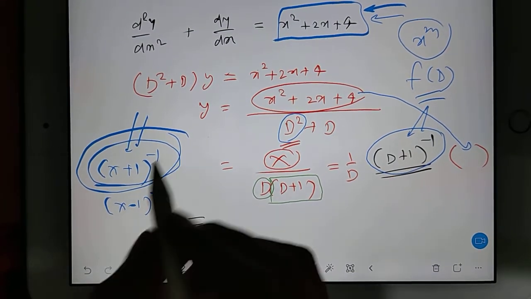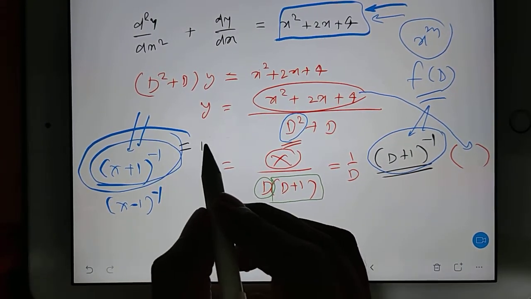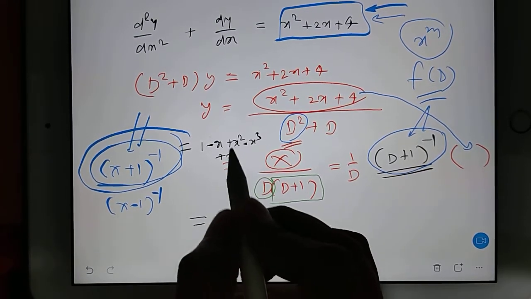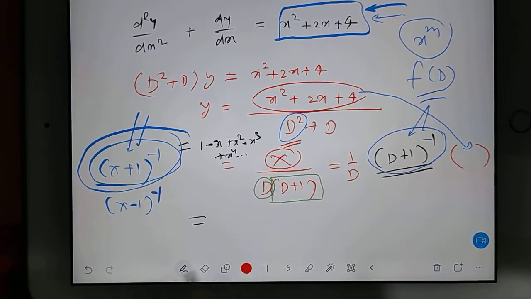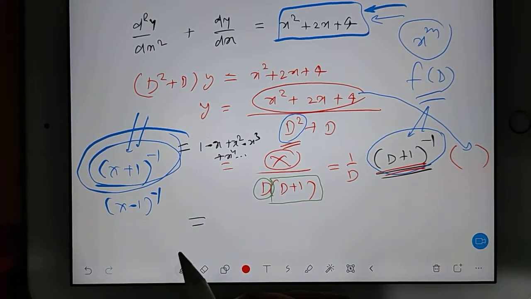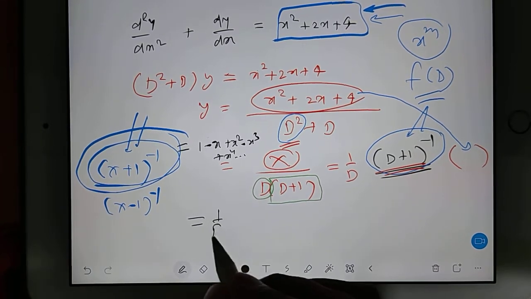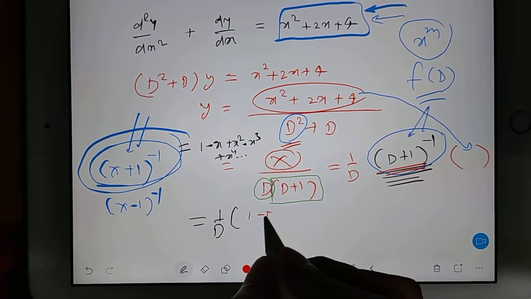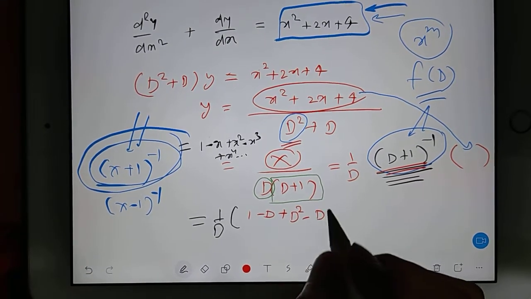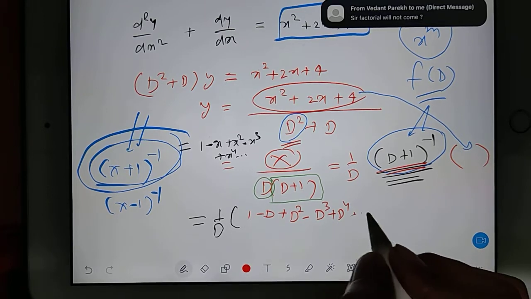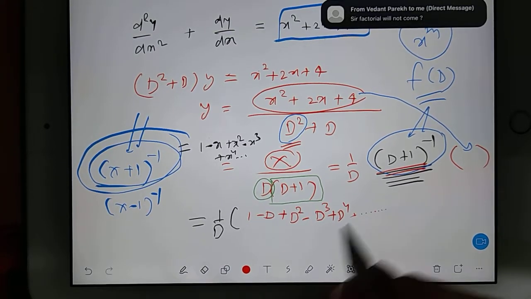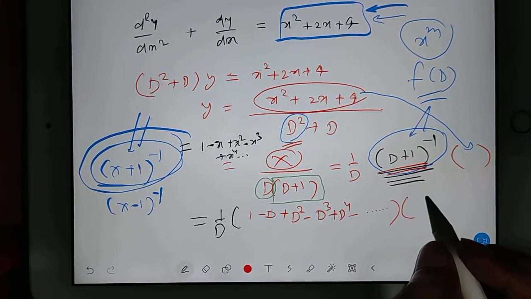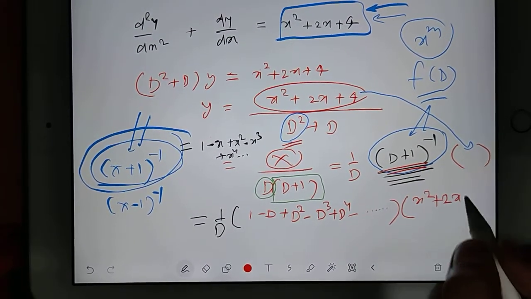Okay, how do we expand this part? We expand like 1 minus x plus x square minus x cube plus x power 4, like that we expand. In the same way we have to expand this. So 1 by d I'm writing as it is, and now I'm going to expand this power. It will be 1 minus d plus d square minus d cube plus d power 4 plus dot dot dot. Sorry, minus here: plus, minus, plus, minus, it will go. And in the bracket, what is coming? x square plus 2x plus 4 is coming.